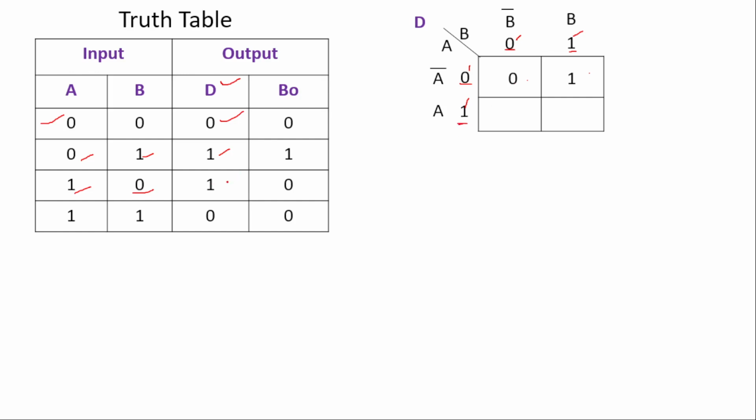What about the output D? It is 1. So 1 is written here. And in the last case, A and B both are 1, the output is 0. So when A and B both are 1, the output is 0. Now we have to derive the Boolean expression.